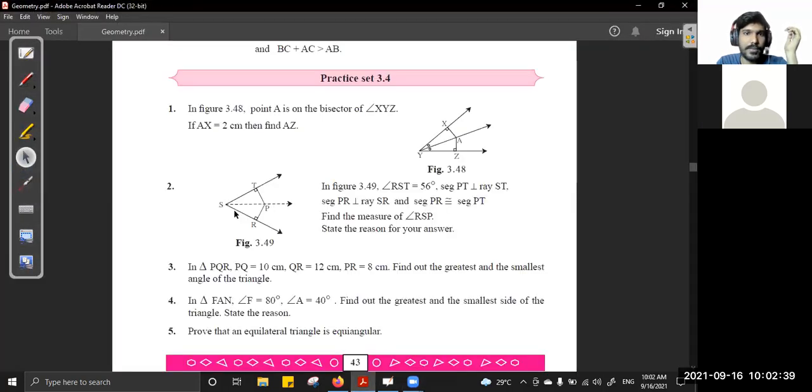We'll continue with 3.4. We did just the first sum, no? 3.4. Yes, sir. We'll do the second one. Did you revise the theorem? Yeah, sir. Okay.